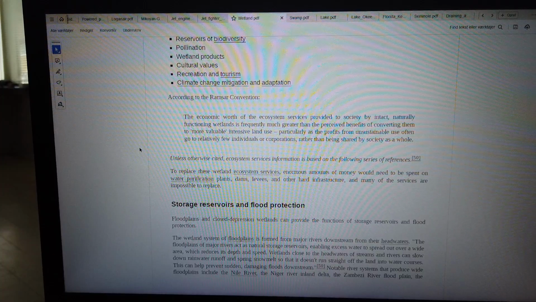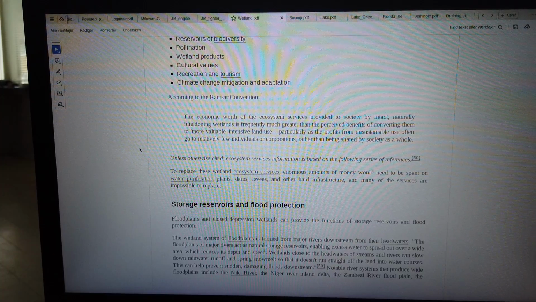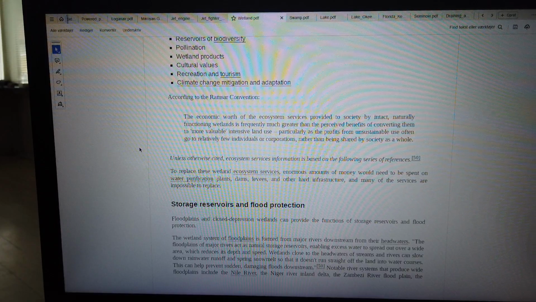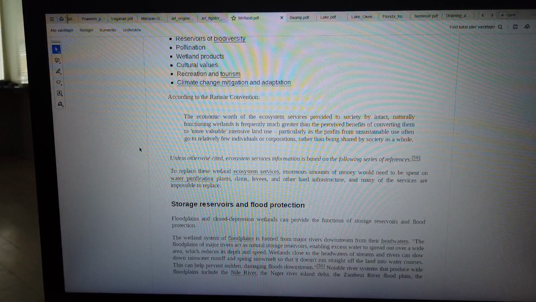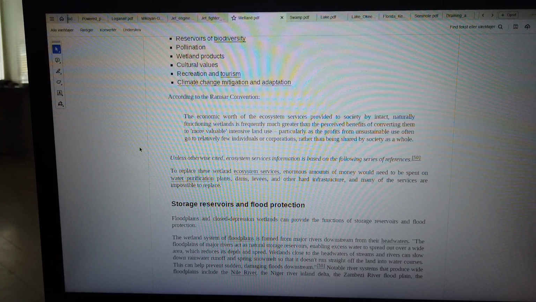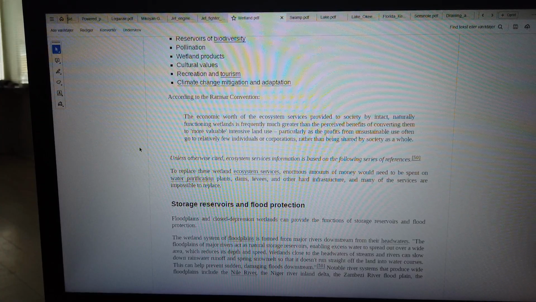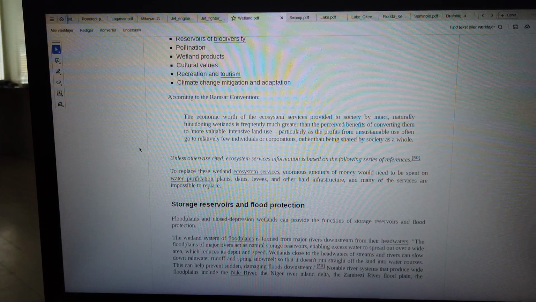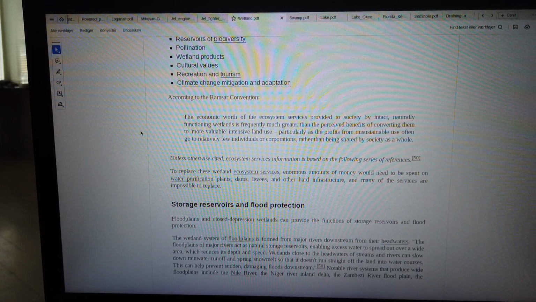To replace these wetland ecosystem services, enormous amounts of money would need to be spent on water purification plants, dams, levees, and other hard infrastructure, and many of the services are impossible to replace. Storage reservoirs and flood protection.